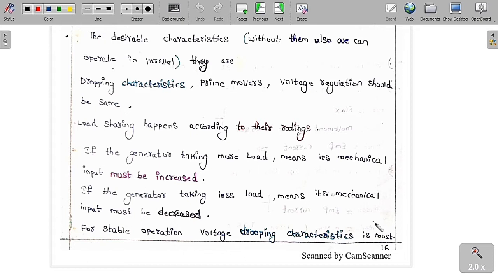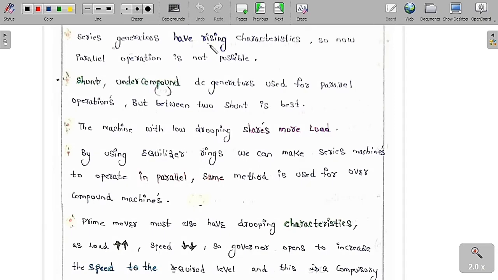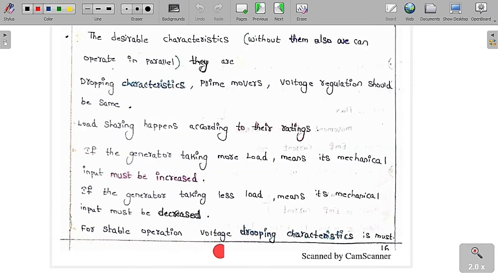For stable operation, the voltage drooping characteristics are a must. Only if there is a drooping characteristic can we say stable operation will occur. So for stable operation, voltage drooping characteristics are compulsory. These are the desirable characteristics, which means they are not necessary, but without them also we can operate the generators in parallel.